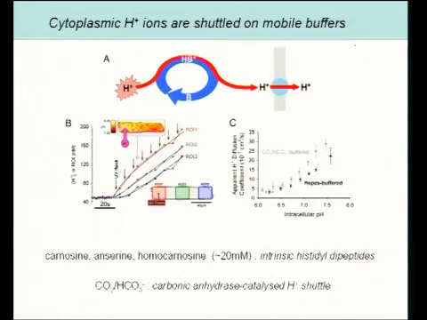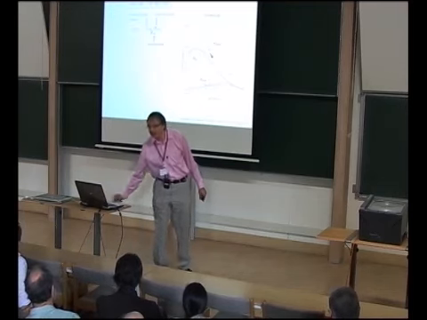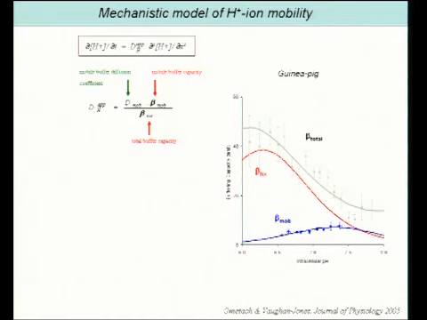Now, how do we know that the buffers are conducting protons in this way? Well, this slow rate of diffusion is set largely by the molecular weight of a solute. And if you analyze this sort of data using mathematical diffusion models, you come to the conclusion that the hydrogen ion is diffusing as if it had a molecular weight of about 200, which of course is the molecular weight of the histidyl dipeptides.